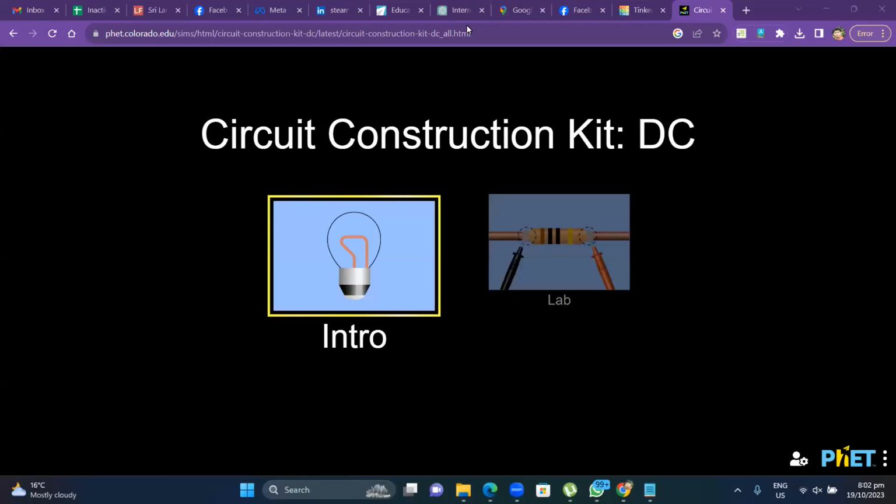Okay, let's start the lesson. Last day, we discussed basic electronics and electronic circuits. Today, we'll be continuing that lesson.